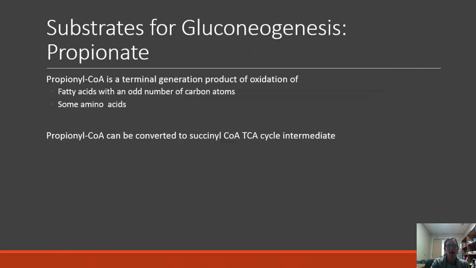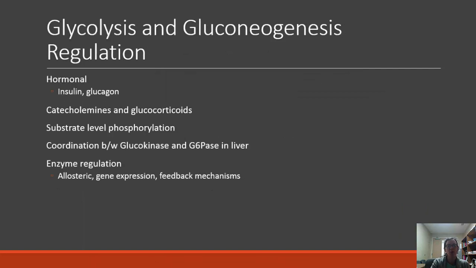All of those can be used for gluconeogenesis to make new glucose. Now, how do we regulate glycolysis and gluconeogenesis? So remember, in glycolysis we're breaking the glucose down. In gluconeogenesis, we're building a substrate back up into glucose. And no surprise, these have a lot of different ways that they're regulated, depending on what our needs are.